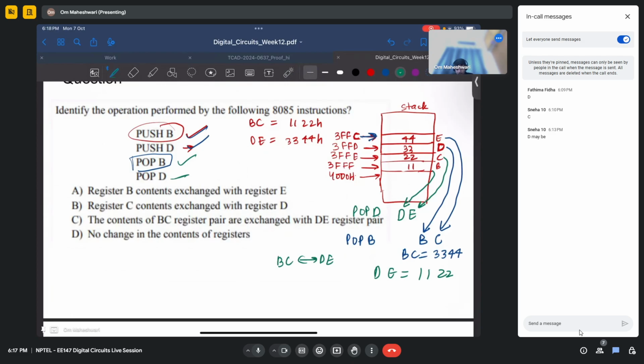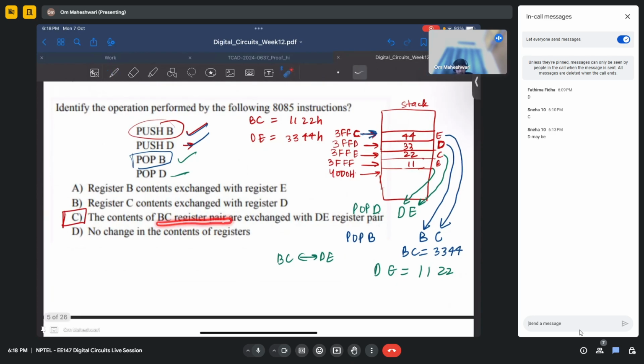So your answer would be option C. The contents of the BC register pair are exchanged with the DE register pair.